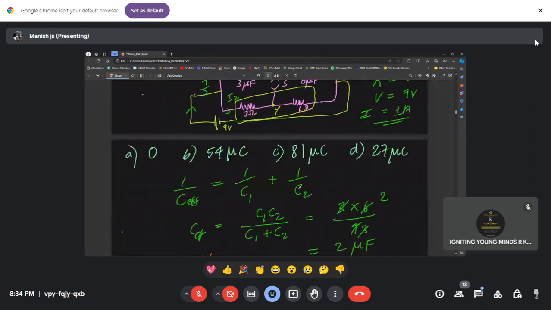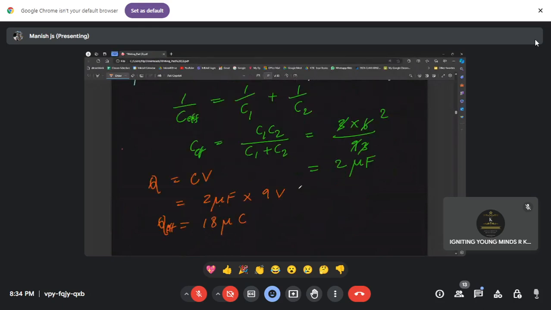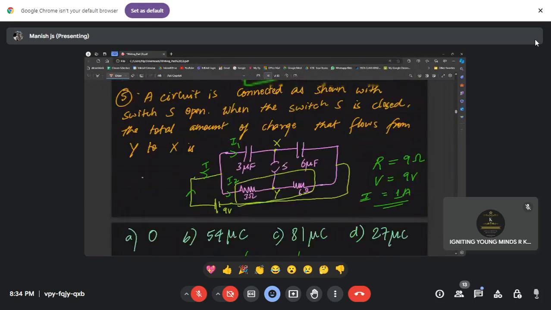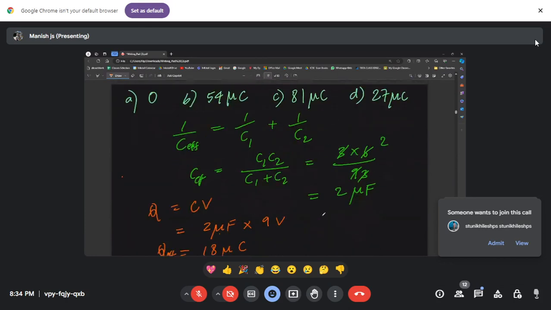So when you say the effective charge is 18 microcoulombs, and the switch is kept closed, that is when you are keeping the circuit closed, how much amount of charge is getting transferred from Y to X, when they are asking the other way around? Now generally X to Y, we can directly say the answer is going to be 18. But when they are asking in the reverse direction, you will have to think and then approach. So how much charge is getting transferred the other way around? Okay. So how do you calculate in that case?